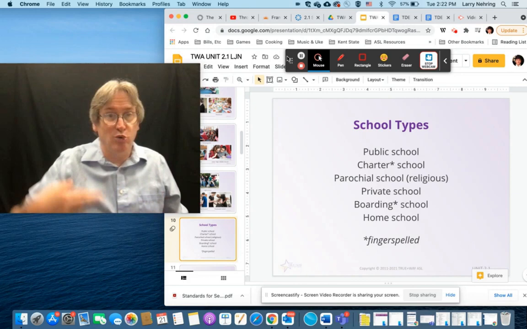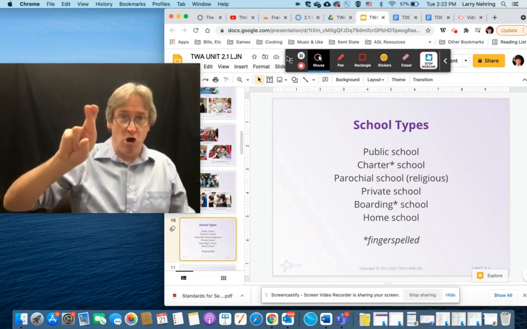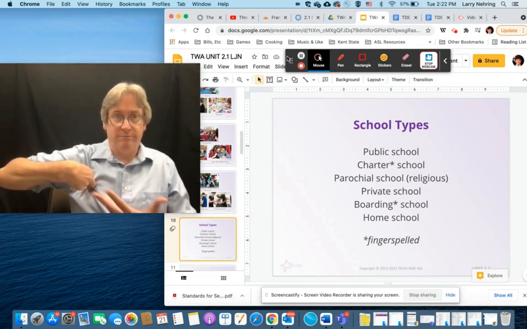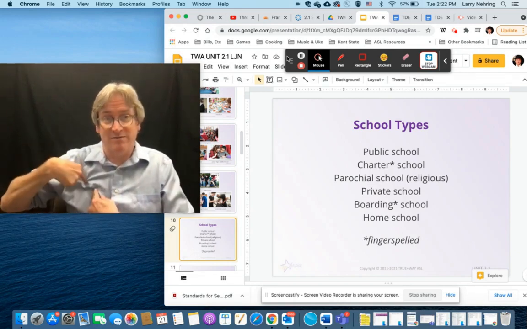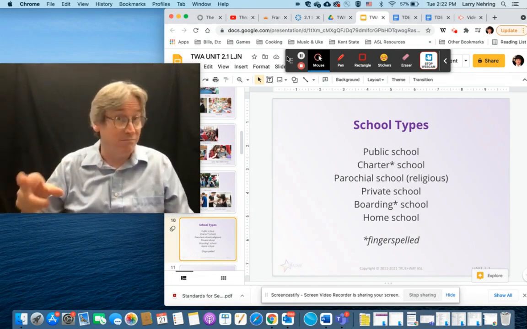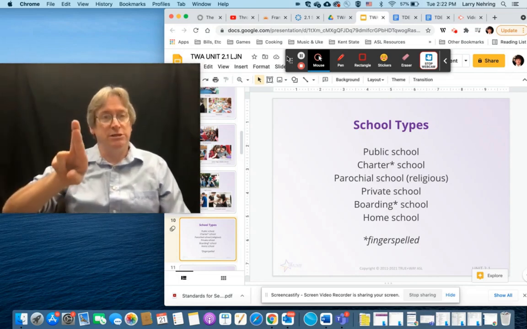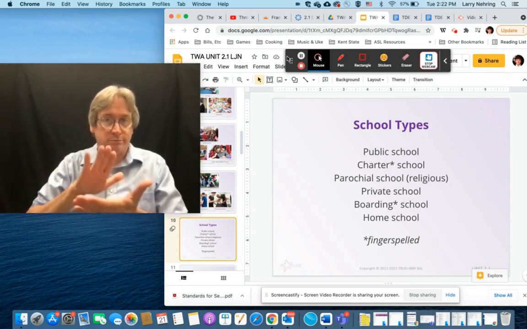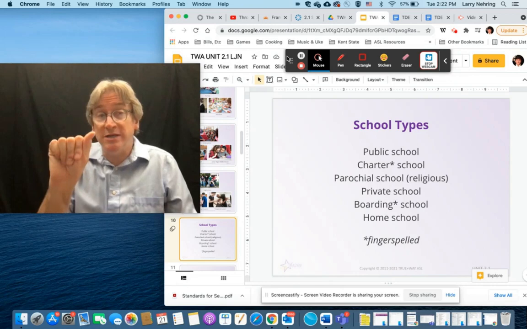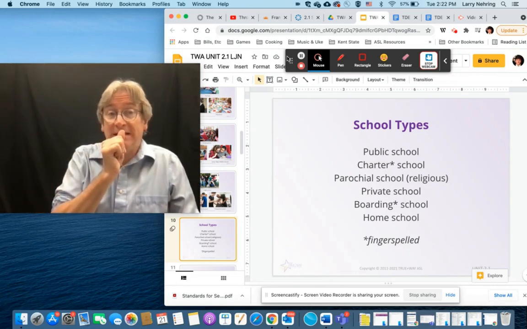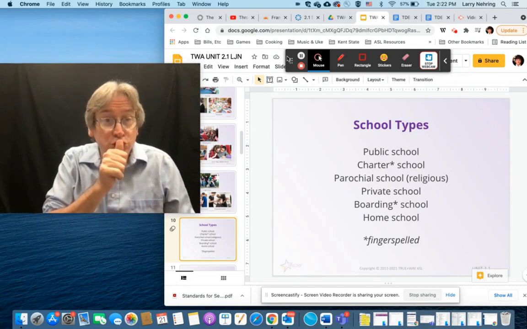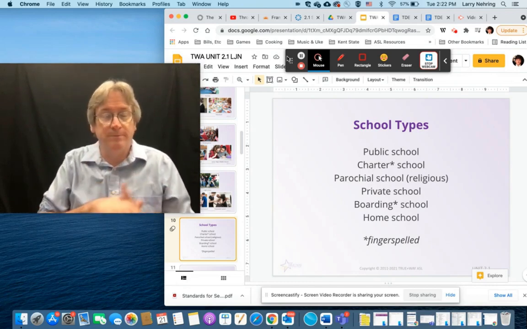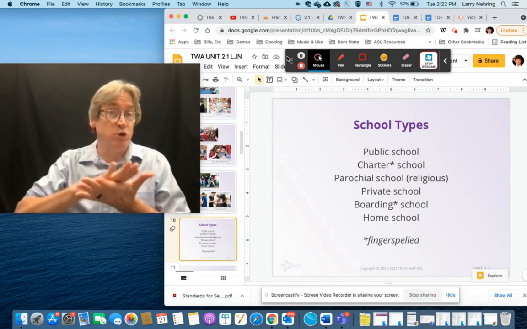Parochial school, a religious school, it's an R, and technically it's supposed to be from the heart, but most of the time it comes from the right pectoral muscle. Religious school. Private school, you take your thumb and put it up against your mouth. It's like the private school. Right, so private school. And homeschool, homeschool.